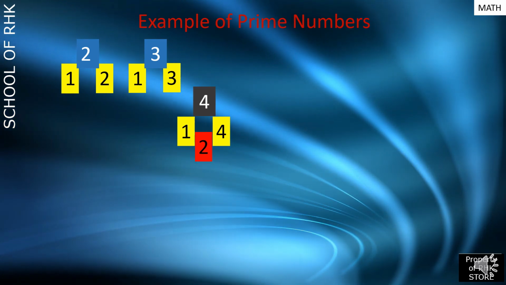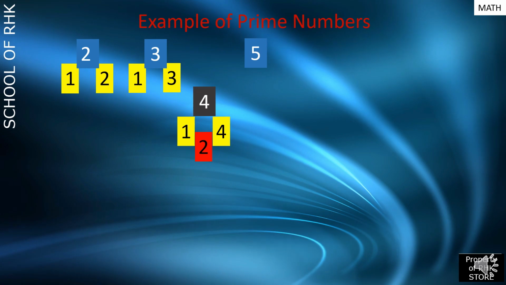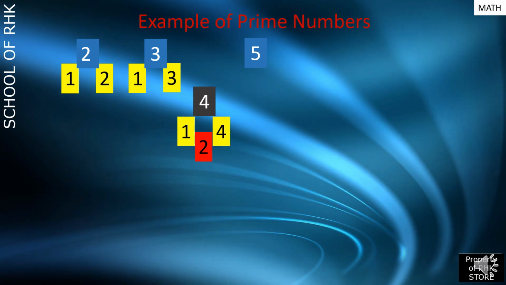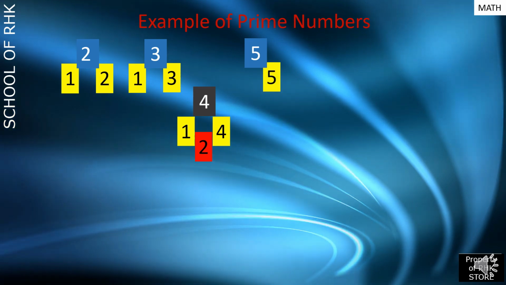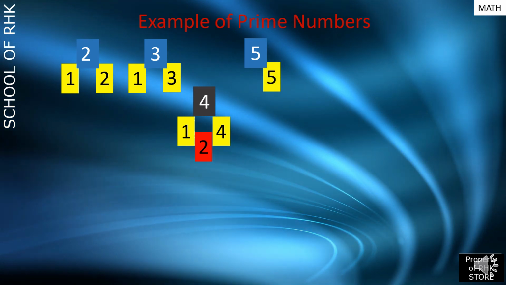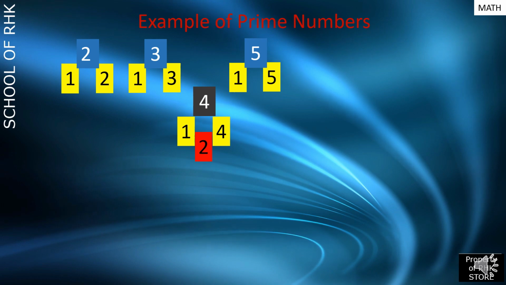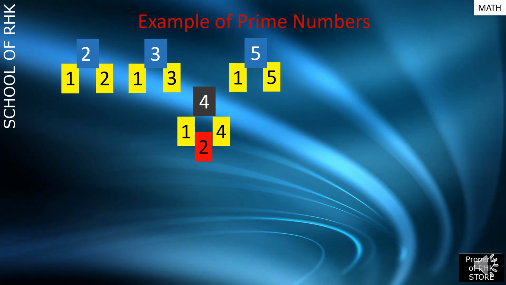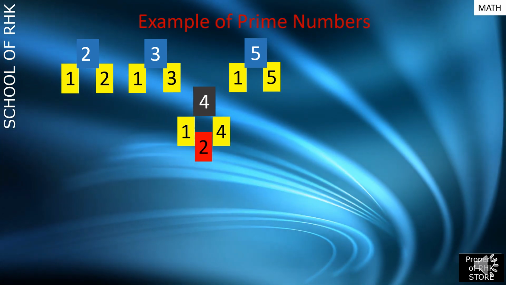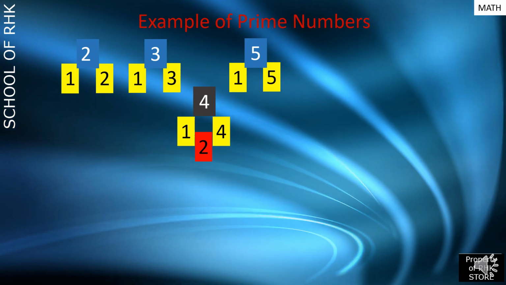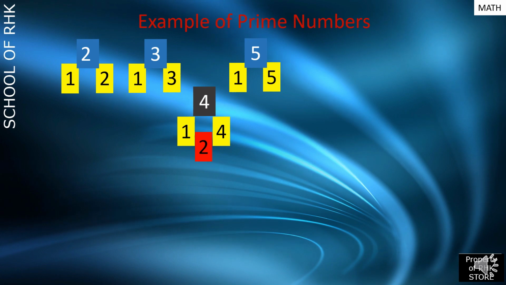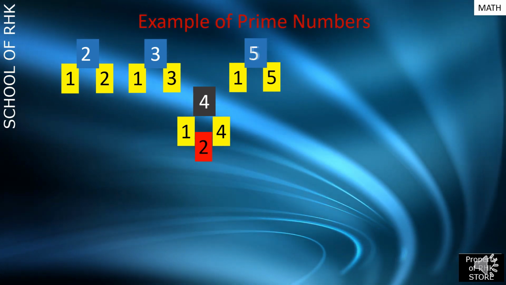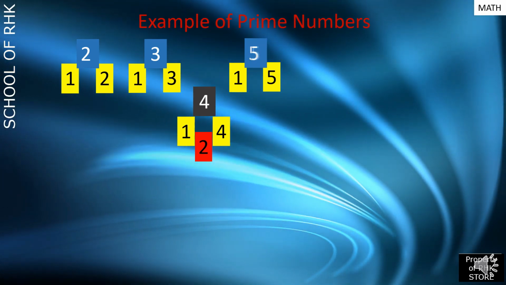The next number is 5. This is a positive integer. Dividing 5 by itself, that is 5 and 1. If divided by any other integer other than these two integers, the division will end up with a remainder. So 5 is a prime number.